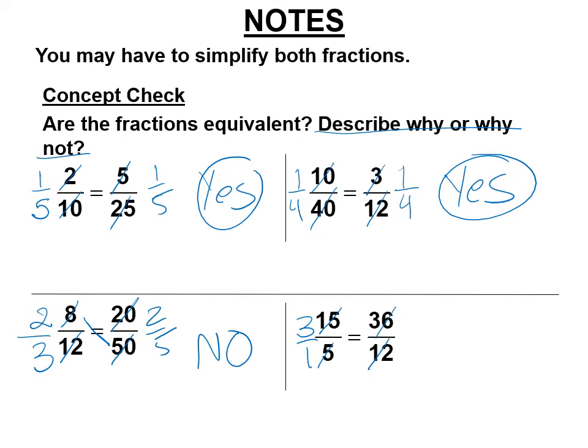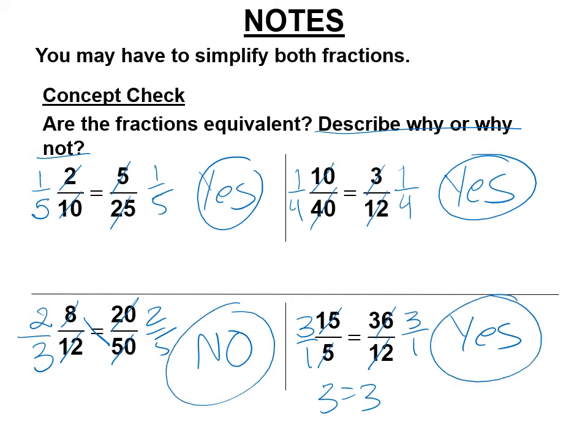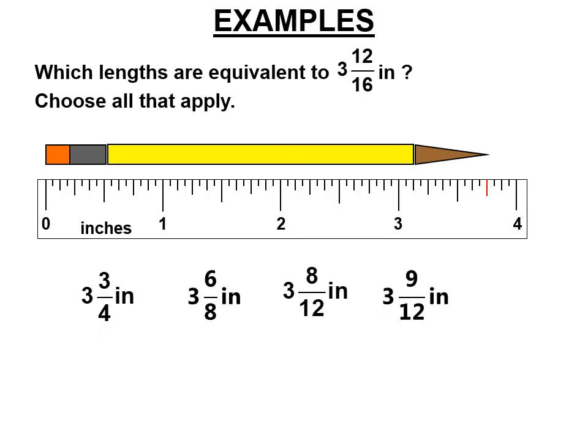12 divided by 36 is 3. And so, yes. 3 over 1 is 3. This is 3 equals 3. Yes. And you don't have to circle the yes and no. I just did that.